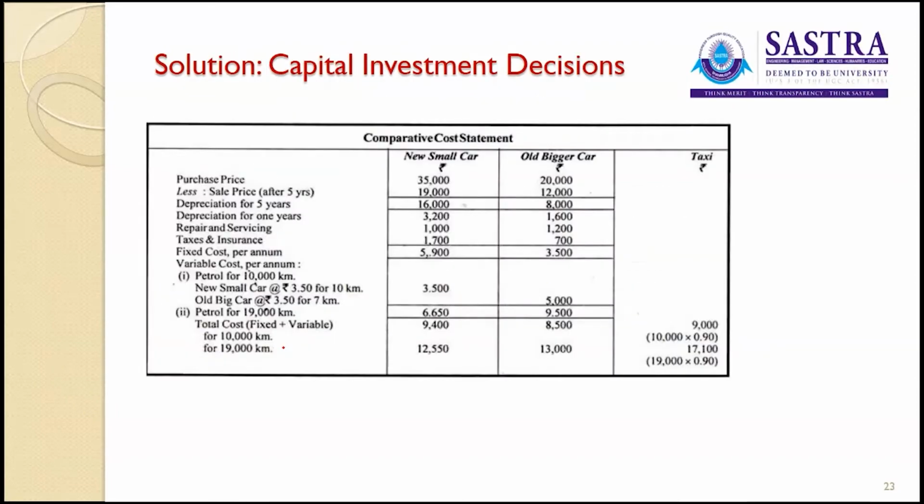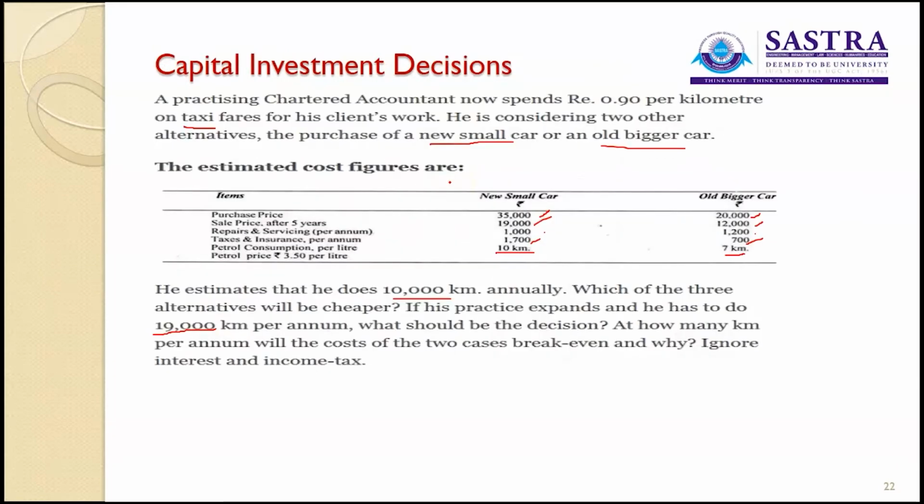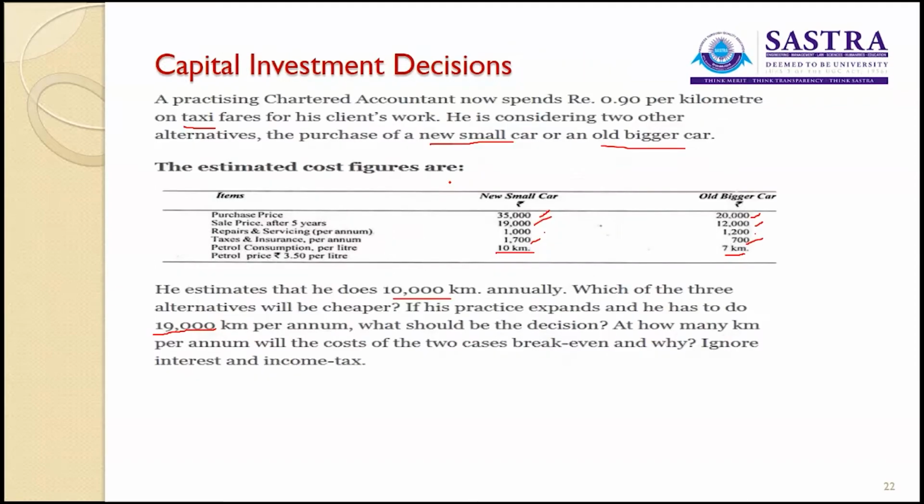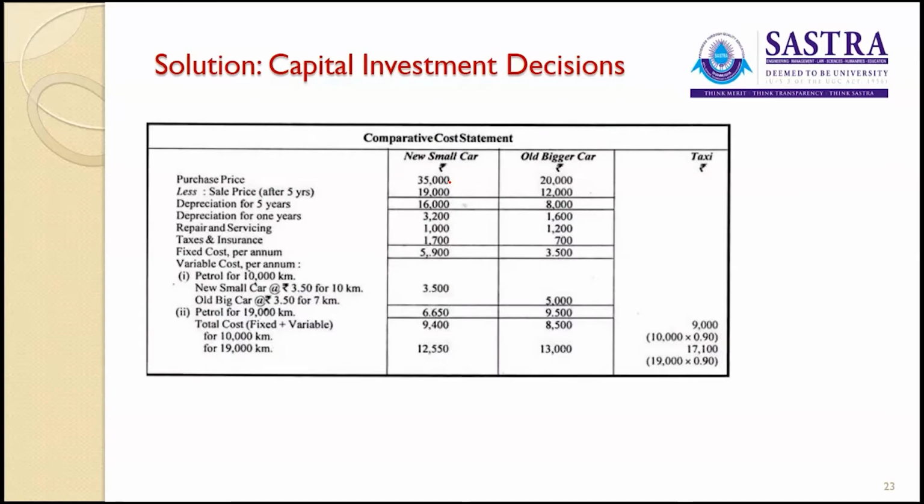Now, first is the comparative statement of the new car, big car and taxi. Purchase price is given in the problem as 35,000 and 20,000. Then less selling price after 5 years, 19,000 and 12,000, given in the second line. The difference is the depreciation for 5 years, so 16,000 and 8,000. Then depreciation for 1 year, dividing by 5, we get 3,200 and 1,600.